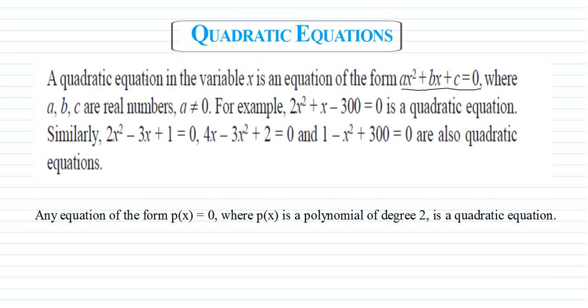Means the coefficient of x square should not equal 0. And these are the examples: 2x square minus 3x plus 1 is equal to 0, 4x minus 3x square plus 2 is equal to 0, 1 minus x square plus 300 is equal to 0. And in general you can say that any equation of the form p(x) is equal to 0, where p(x) is a polynomial of degree 2, is a quadratic equation. Okay, and we'll see how to solve this type of quadratic equations.